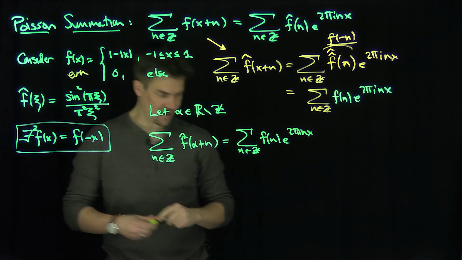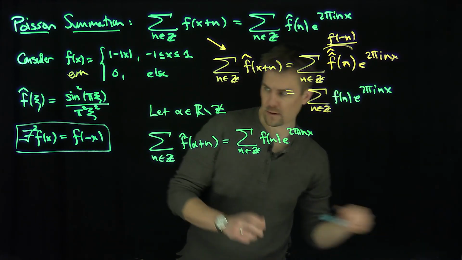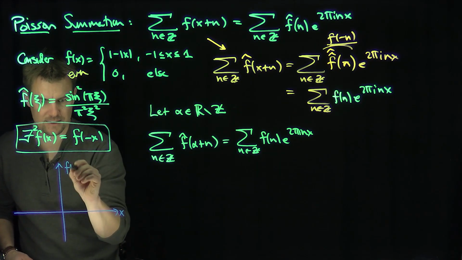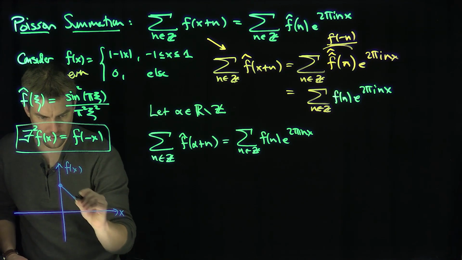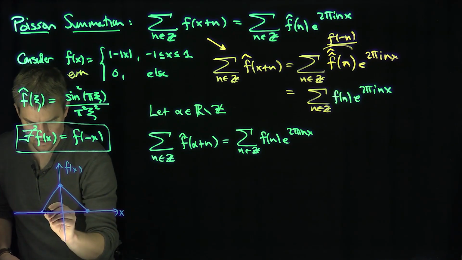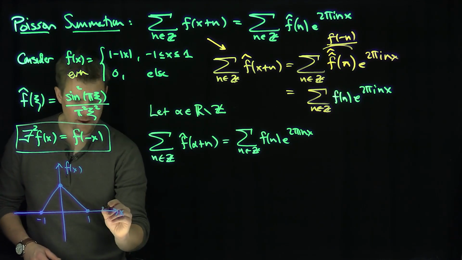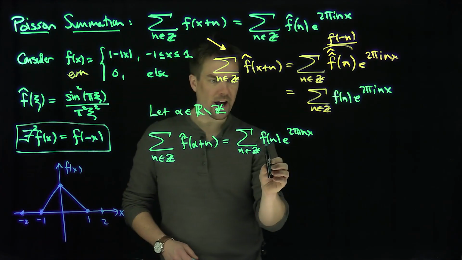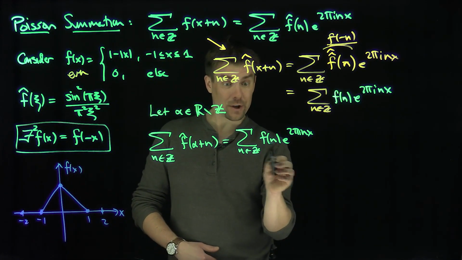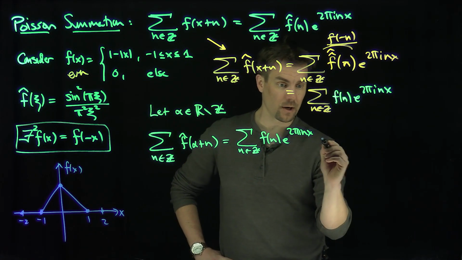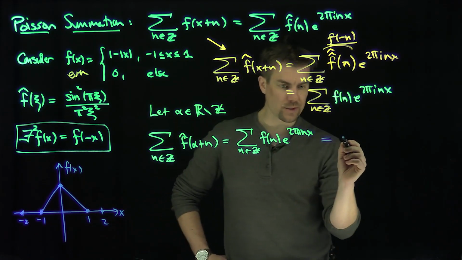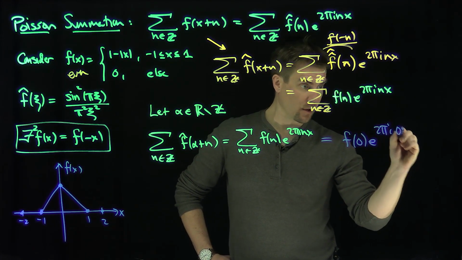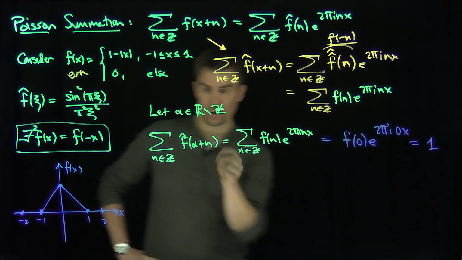But remember what this function looks like. Our function is a tent. Here's the x-axis, here's the f of x axis. Our function starts at 1 and goes down to 0, like so. There's -1 and there's 1. So at every integer, aside from 0 itself, f of any integer is going to be 0. So this sum is just going to reduce to f of 0. The only term that pops up here is when n is equal to 0. So I have f of 0, then e to the 2 pi i 0 times x, which is just equal to 1. So this whole expression is equal to 1.